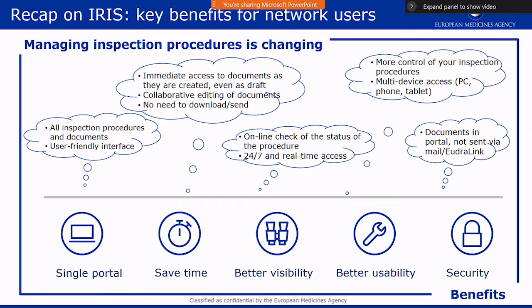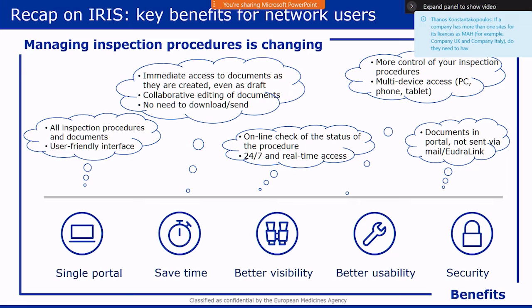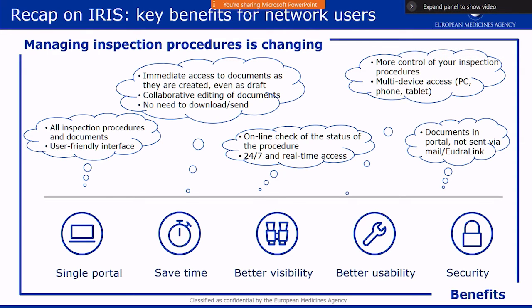So a bit of recap, and even though here at the top it says key benefits for network users, actually, we could say that these are the key benefits for stakeholder users in general. We believe that this provides efficiency because we will have in a single portal all inspection procedures and documents related, and it's a user-friendly interface. We think that it will save time for you, for the inspectors, and for ourselves, because you will have immediate access to the information, and you don't need to download or to send anything by UtraLink.